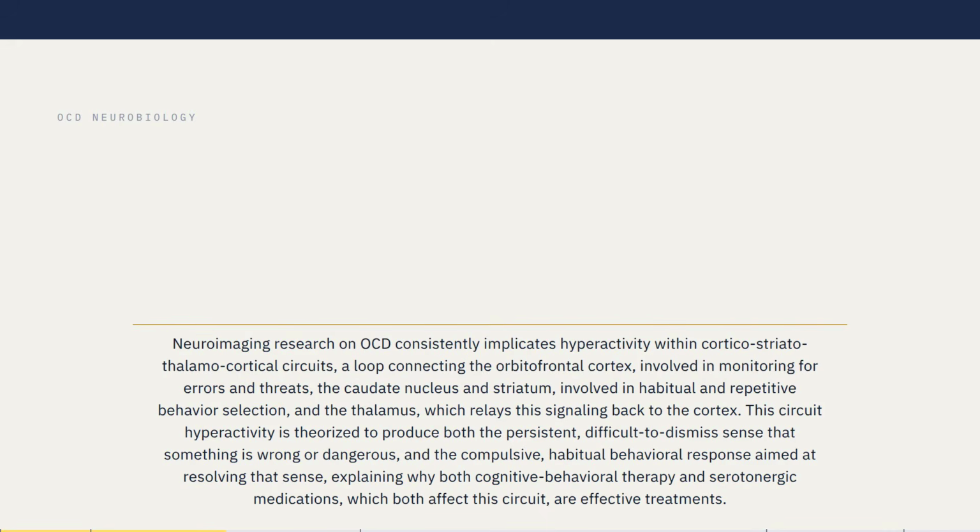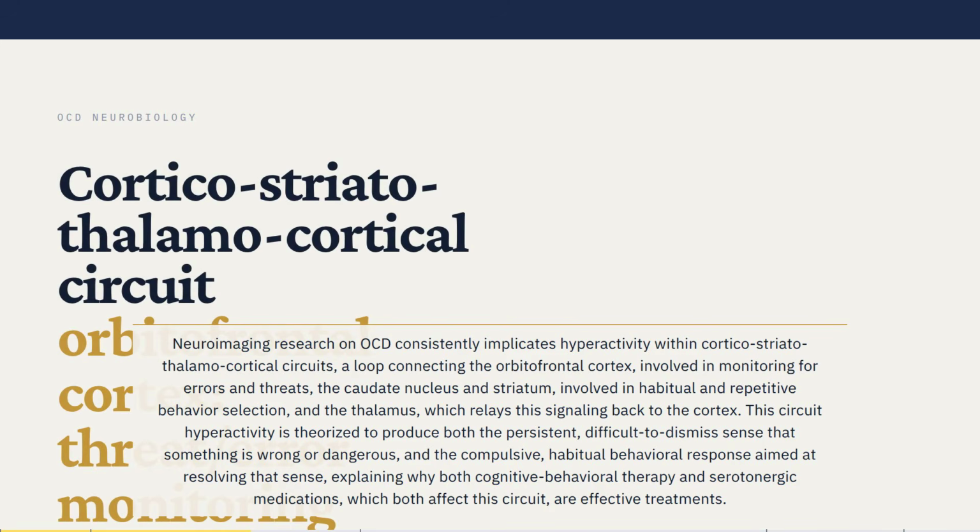Neuroimaging research on OCD consistently implicates hyperactivity within cortico-striato-thalamo-cortical circuits, a loop connecting the orbitofrontal cortex, involved in monitoring for errors and threats, the caudate nucleus and striatum, involved in habitual and repetitive behavior selection, and the thalamus, which relays this signaling back to the cortex.